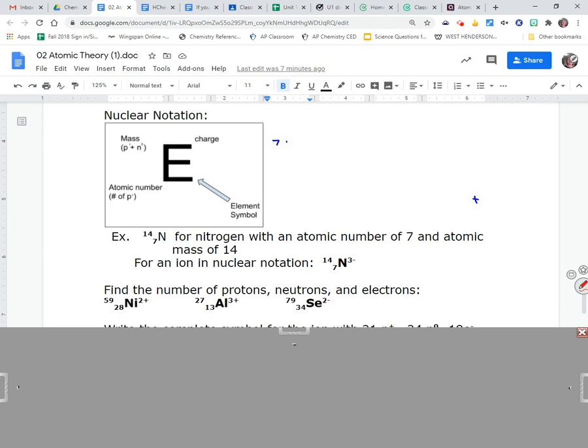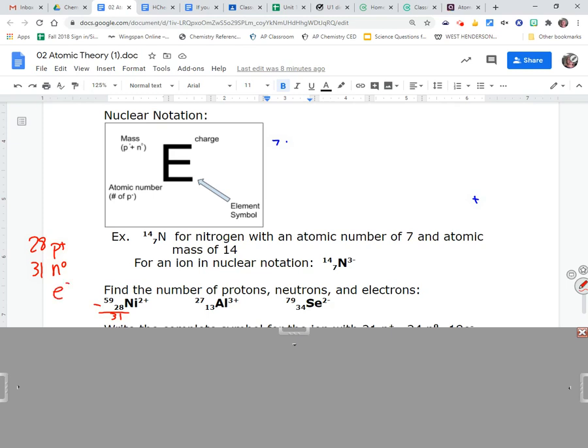Okay, for this first one here with nickel, we end up with 28 protons because that's that bottom number. We have neutrons, that is going to be 31. We say our mass minus our protons, and that makes it really easy when it's in nuclear notation, so we can just subtract those two, and I get 31 for my neutrons.